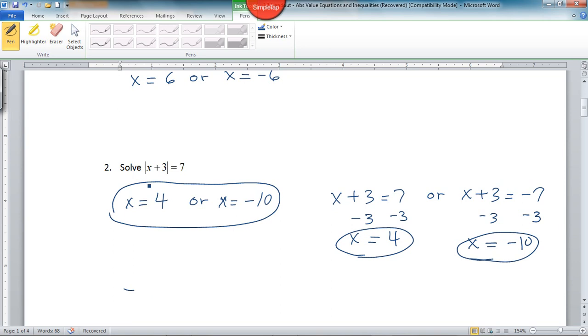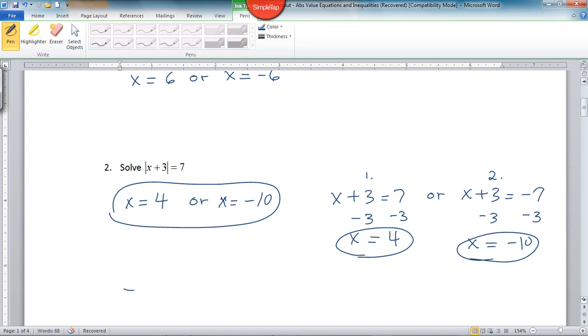So when solving an absolute value equation, there are two equations that you're going to solve. You're going to solve x plus 3 equals 7, that is, the expression inside the absolute value equals 7, so it's just like taking out the absolute values. But then we're also going to solve the expression in the absolute value, x plus 3, and set it equal to negative 7. So that's what it's going to be all about in solving absolute value equations.